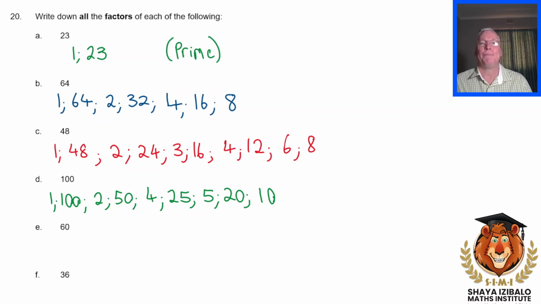What about 60? 1 with 60. 2 with 30. 3 with 20.